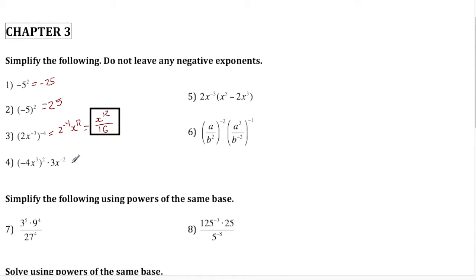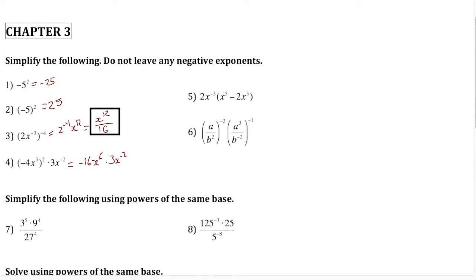Next up, we have a multi-step problem. So what we first want to do is distribute in the exponent. So again, we have this negative 4 squared. So that is going to be a negative 16. And then we have the x to the third, which is going to be x to the 6th times 3x to the negative 2nd. Don't worry about making this a fraction or putting this in the denominator right now because we can just add the exponents.